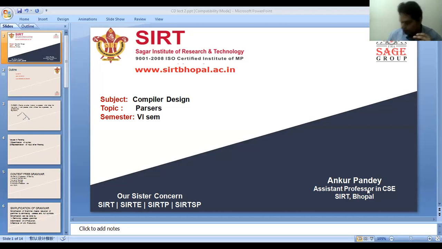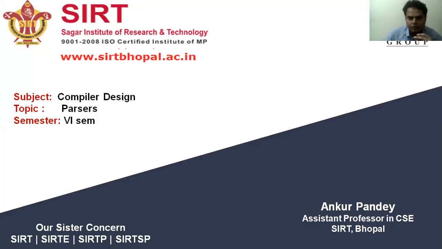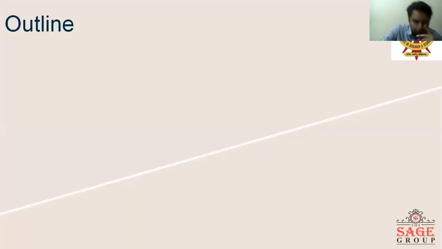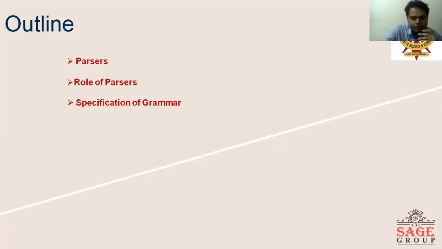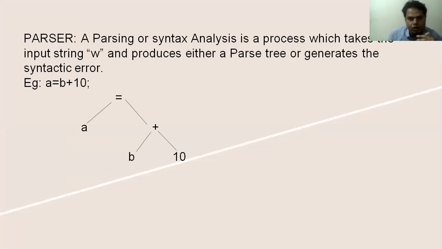So we move on to the next slide. Okay. So here is the outline of today's class: parser, role of parser, and specification of grammar. First of all, we will discuss what is parser. A parser or syntax analysis is a process which takes the input string W and produces either a parse tree or generates a syntactic error.